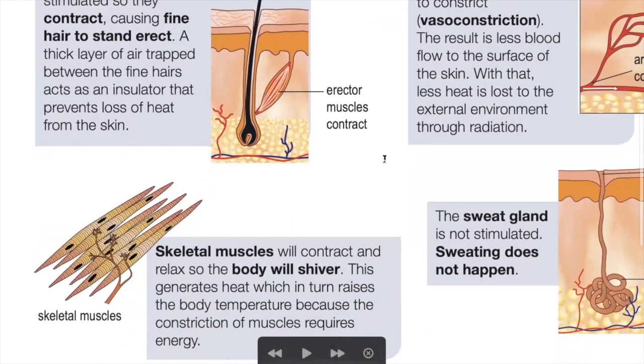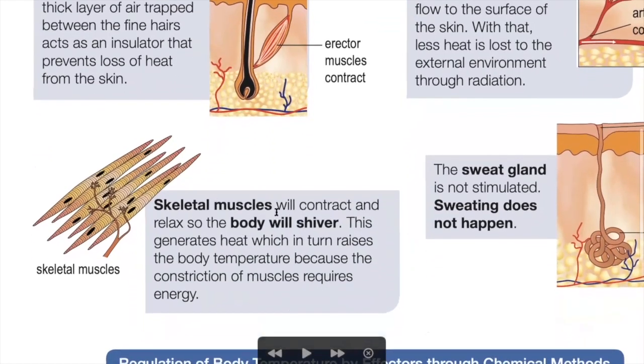Okay, the next one, skeletal muscle. Just now during hot weather, they are not stimulated to contract and relax, but during cool weather, they will contract and relax so that the body will shiver. Dia akan menggeletar. Why? When you are shivering, this will generate heat energy. So this heat energy will increase your body temperature.